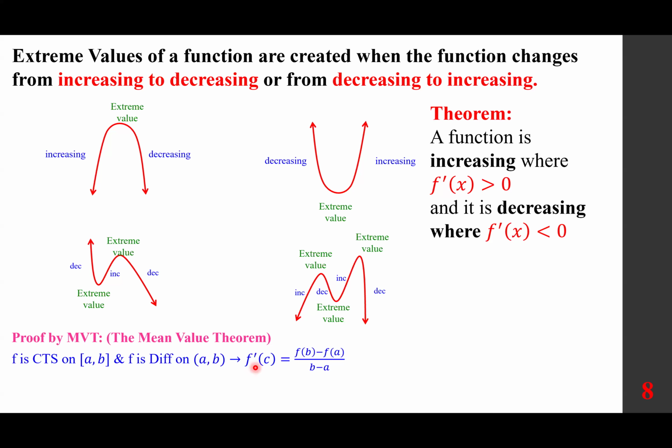There is somewhere in between, some point in between, that the slope of a tangent line is equal to that. In other words, here's A, so this point has coordinates A, f of A. Here's B, it's B, f of B. If you connect them, this line, which is known as a secant line, obviously has this slope, f of B minus f of A over B minus A.